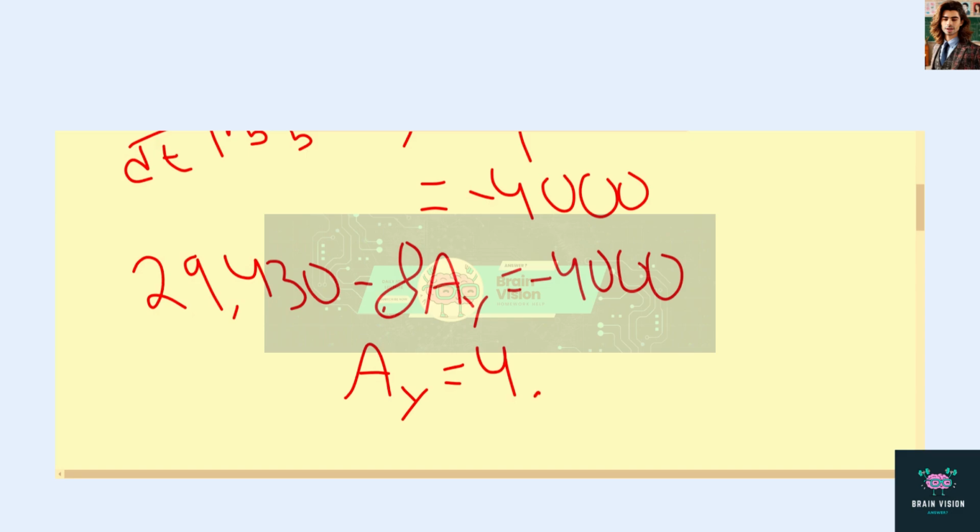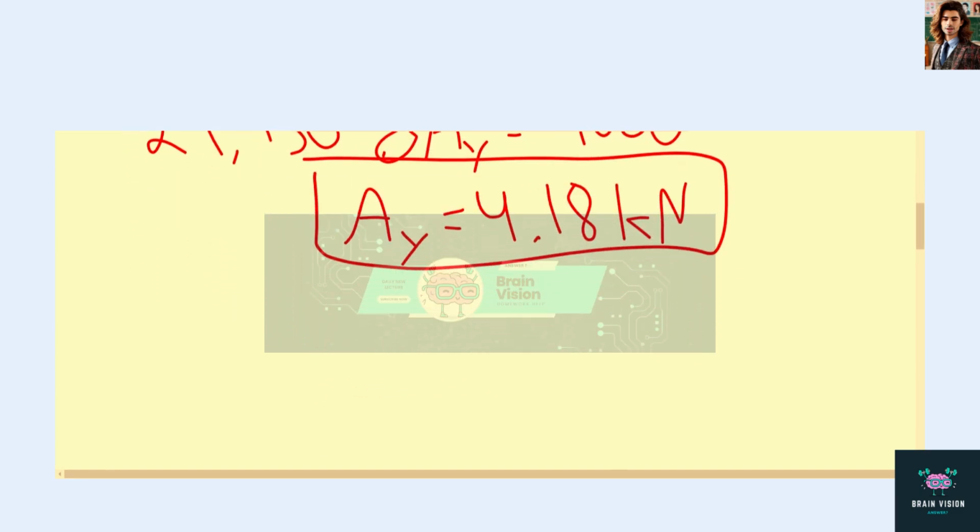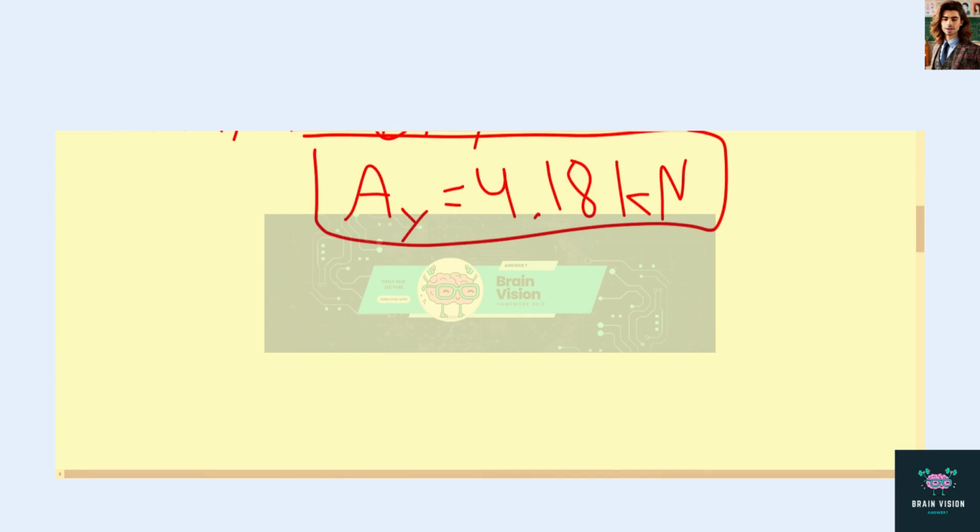or 4.18 kilonewtons. So we have that as a solution for the vertical force at point A. Like we said before, there is no horizontal force, so now we can move on to point B, to the forces at point B. We're going to start by finding Bx, the horizontal force.